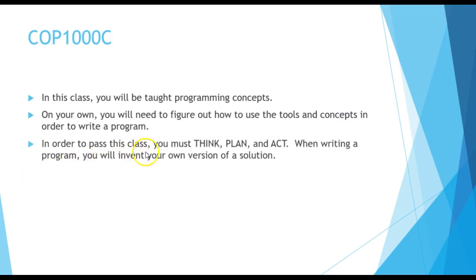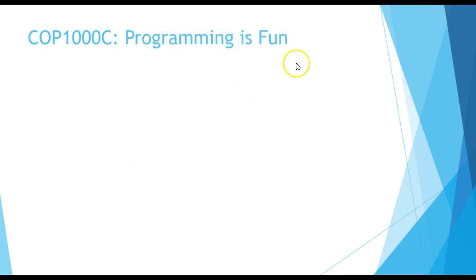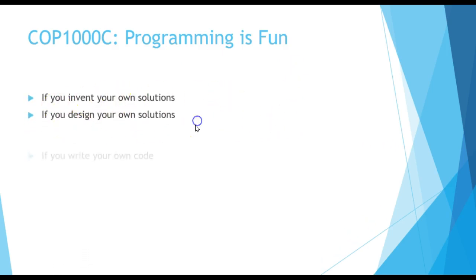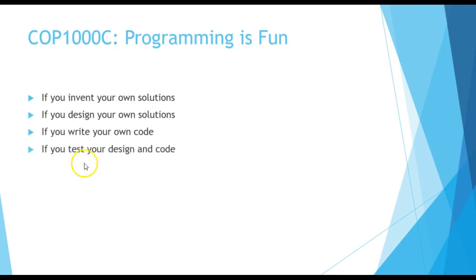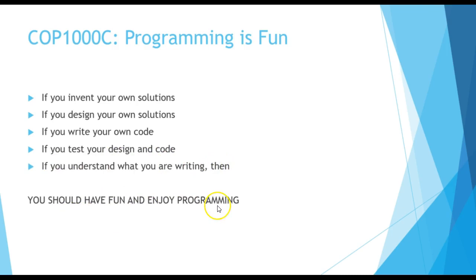Okay, in order to pass this class, you must think, plan, and act. When writing a program, you would invent your own solution or your own version of a solution, which is kind of cool. You're inventing something each time. Hopefully programming is fun. If you invent your own solutions, if you design your own solutions, if you write your own code, if you test and debug your code, if you understand what you're writing, then you should have fun and enjoy programming. So programming should be fun, and if you're not having fun, then something is wrong.